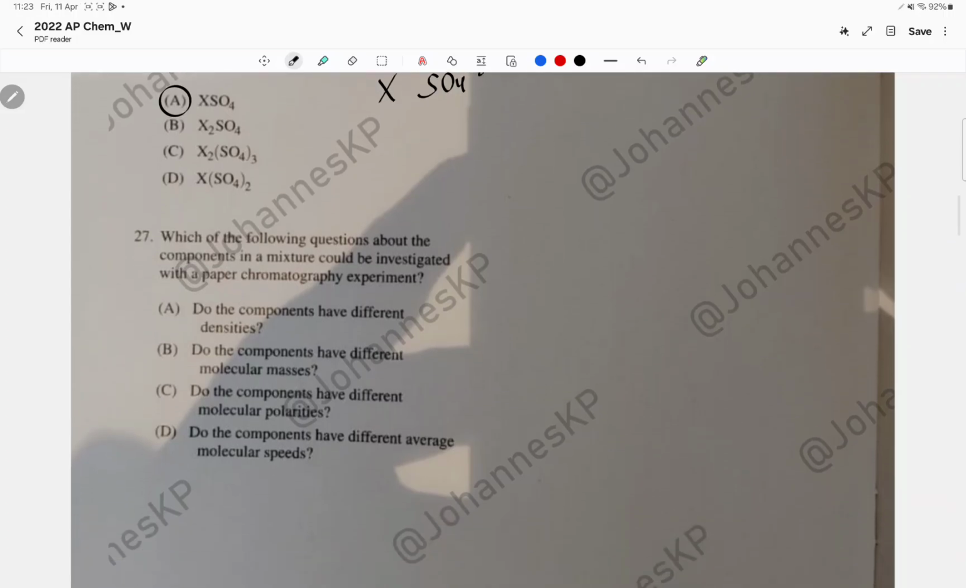Which of the following questions about the components of a mixture could be investigated with paper chromatography? This is about separating the components of the mixture based on their polarity. Some will be traveling faster with the solvent and some slower, depending on their attraction for the solvent, on the polarity of the solvent, and on their own polarity as well. So it's going to be choice C.